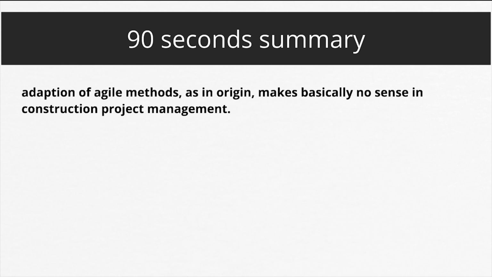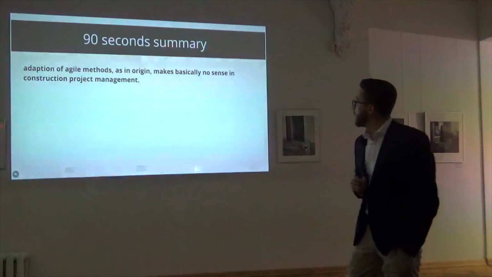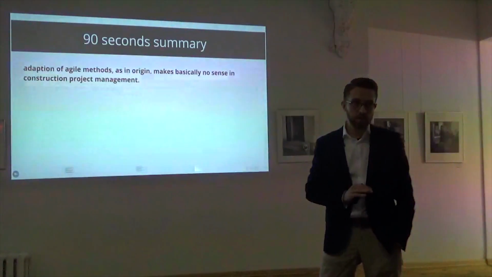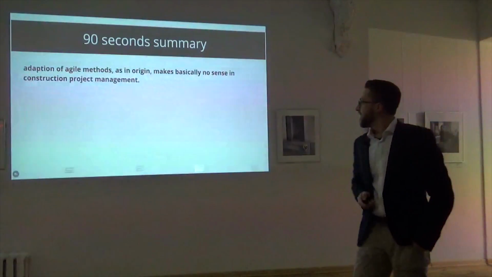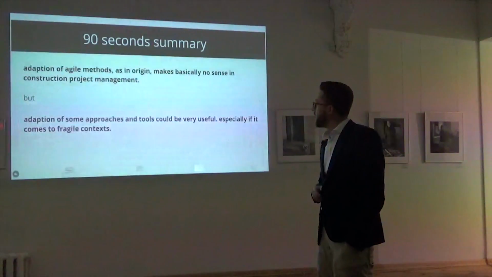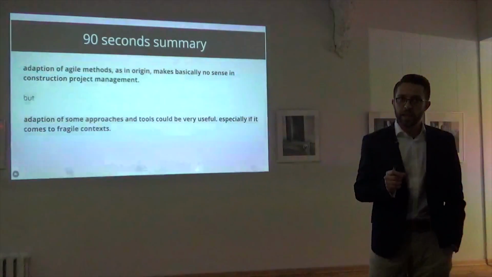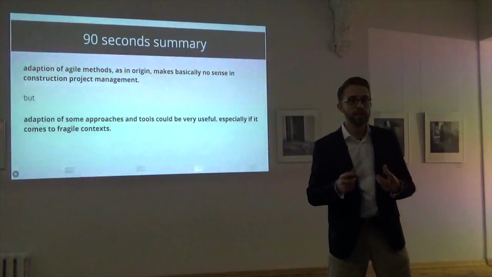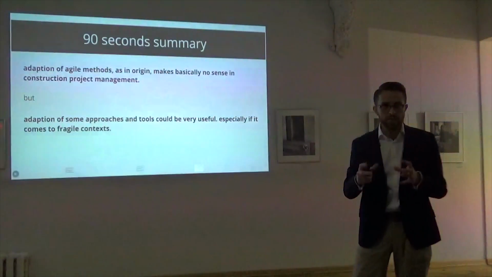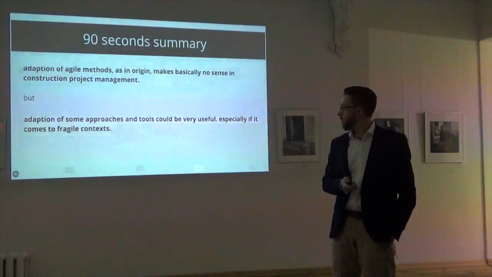So the basic message of today is that the adoption of agile methods as in the original plan, as it is written in IT guidelines, makes basically absolutely no sense in construction project management. There's absolutely no reason to use them. So that's why you will be disappointed, I guess. But there's always a but. There are, of course, some approaches and tools which are useful. And this is a very, very interesting point because they're highly individual. And the only thing I can give you today is to show which tools we choose for our environment out of this huge toolbox of IT Agile to make our life easier.